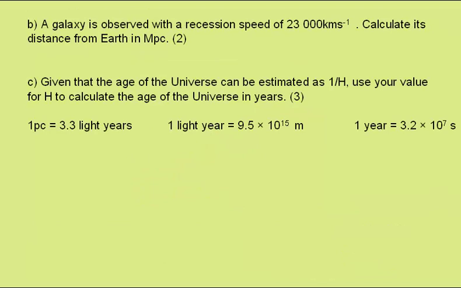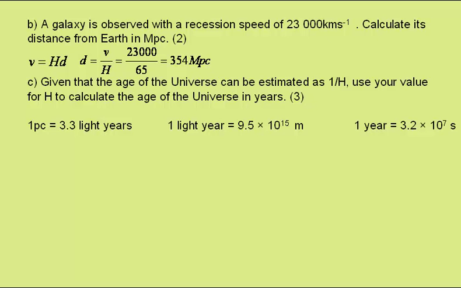Part B. A galaxy is observed with a recession speed of 23,000 kilometers per second. Calculate its distance from Earth in megaparsecs. Well, again we need the Hubble law formula, v equals Hd, this time rearranging for d equal to recession speed over the Hubble constant. The recession speed, 23,000, we were given here in kilometers per second, and our value of the Hubble constant was 65 kilometers per second per megaparsec, giving a distance to the galaxy of 354 megaparsecs.